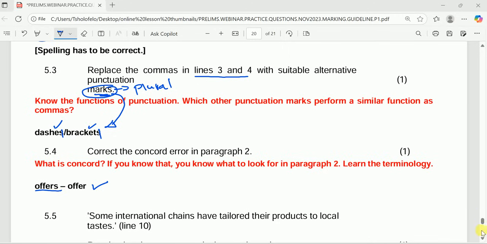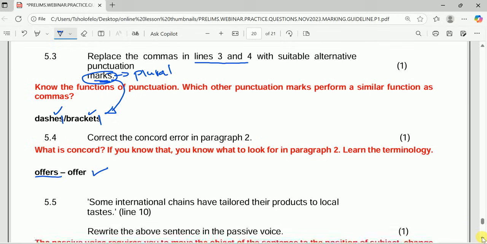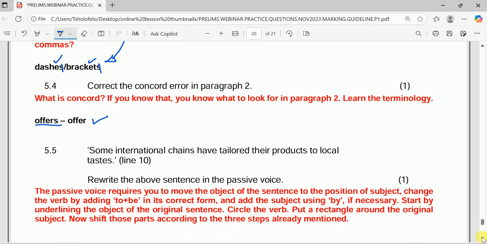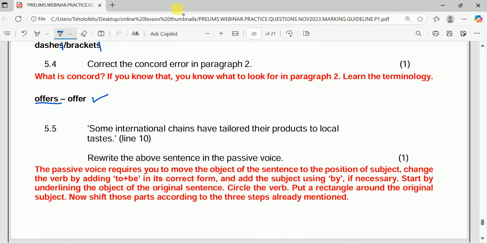And now we move. Right. Some international chains have tailored their products to local taste. In line 10. Rewrite the above sentence in a passive voice. Right. Grade 12s, I'm just quickly going to give you a quick revision here. And I'm going to use basic English.